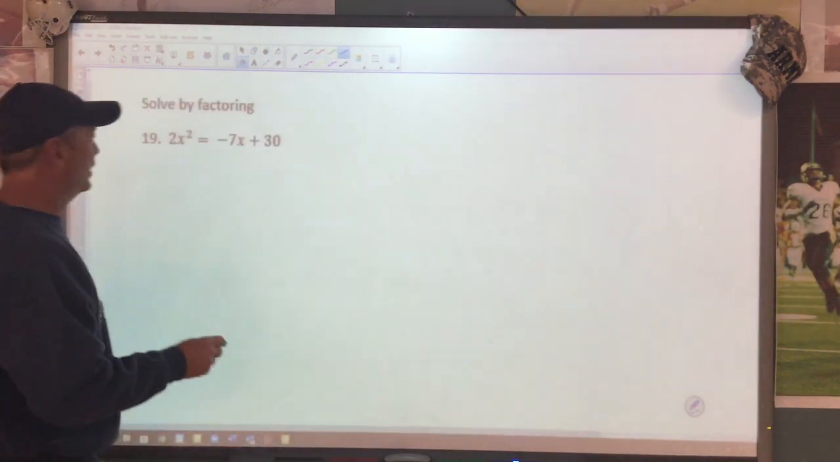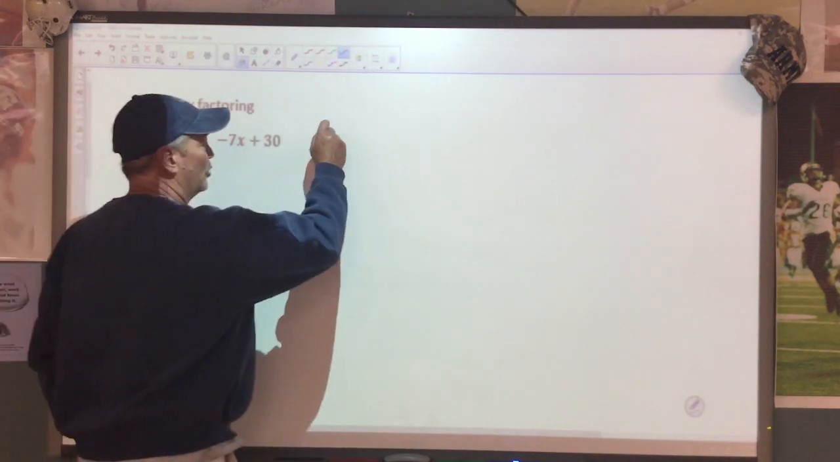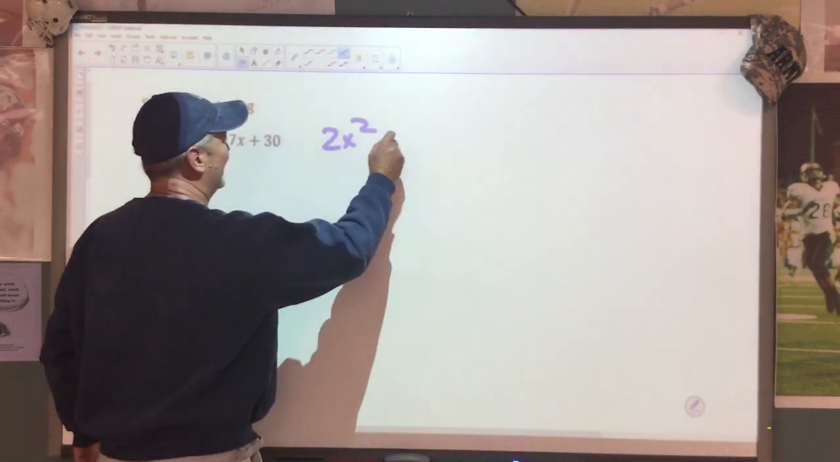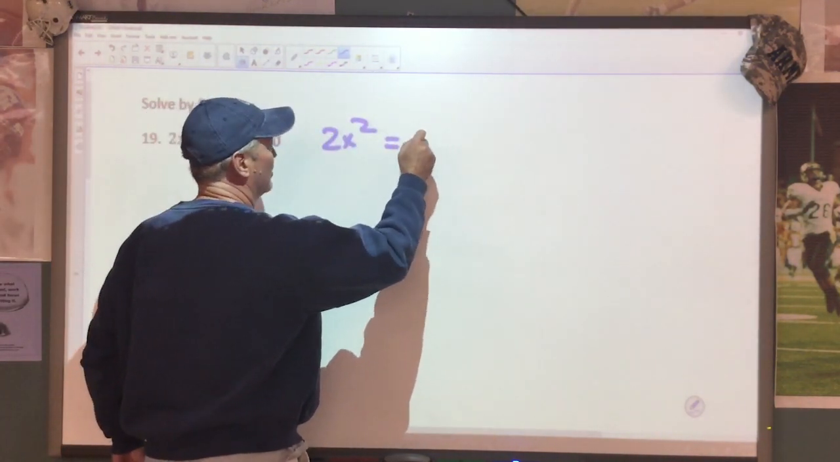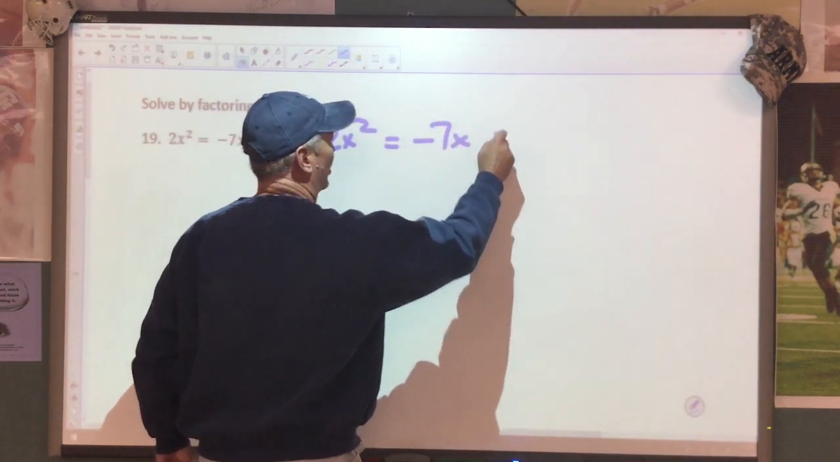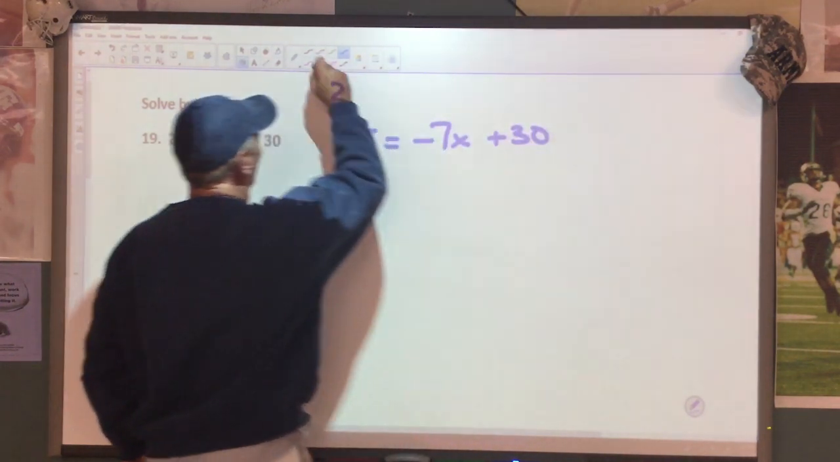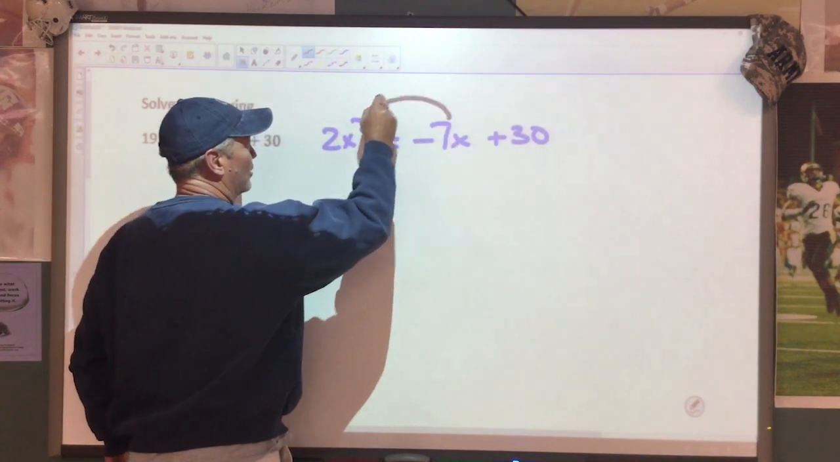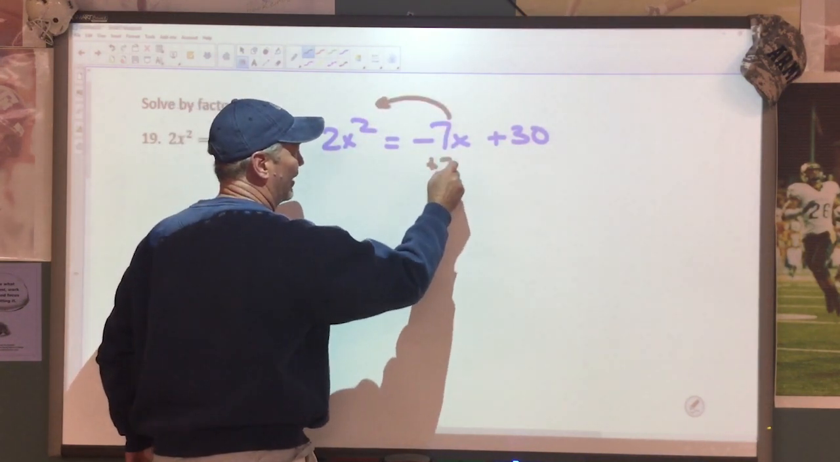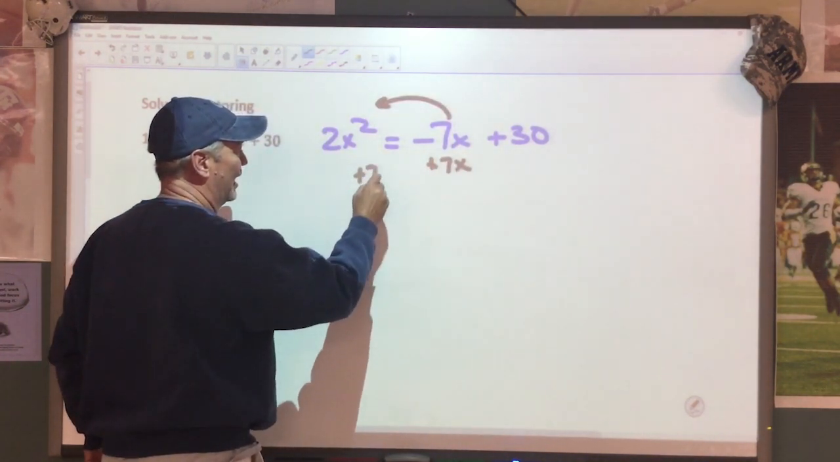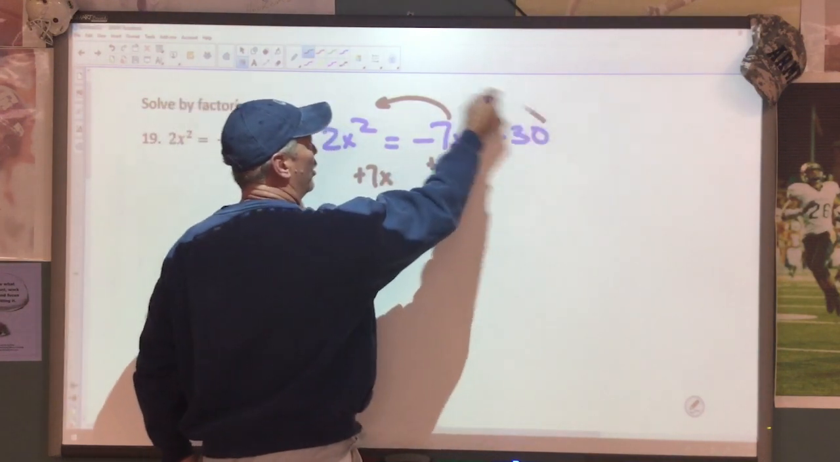So we're going to move the 7x. We're going to have this. 2x squared equals 7, or excuse me, a negative 7x plus 30. We want to move the 7x over here. We're going to go plus 7x plus 7x. We're going to move the 30 over here.